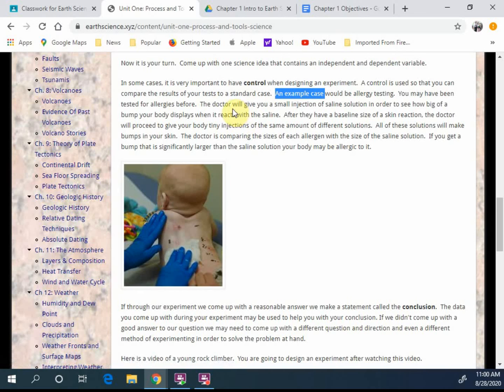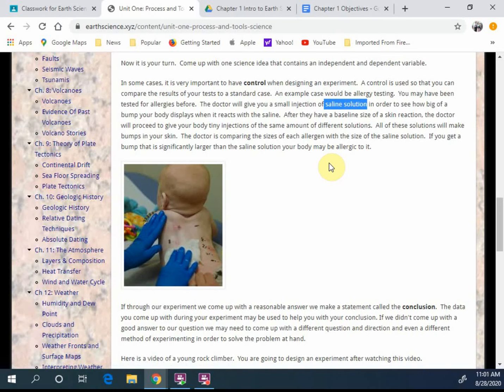Before the doctor gives you the injections of different plant and pollen that you might or might not be allergic to, they give you a small injection of saline solution. What is saline solution? That is salt water, ladies and gentlemen. Same stuff you cry out of your eyes. In 99.9% of the time, your body does not have reactions to saline solution.